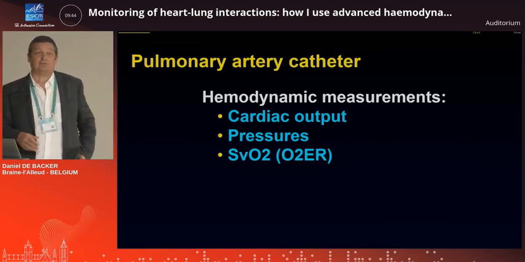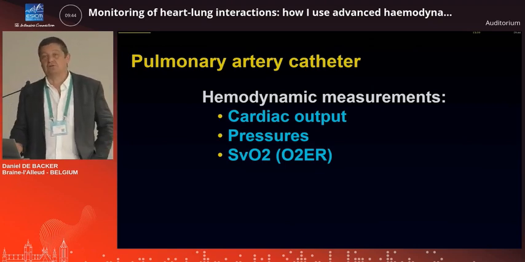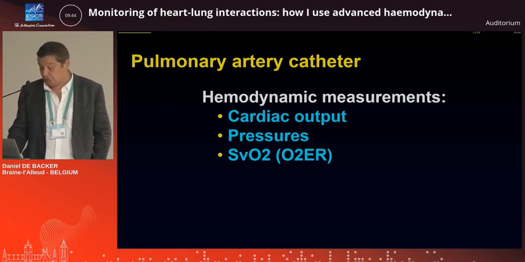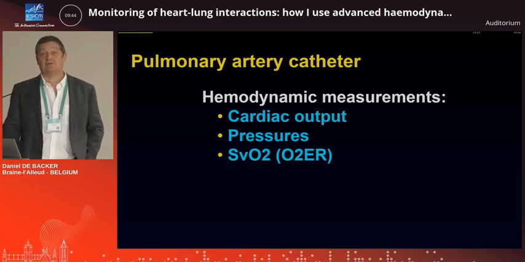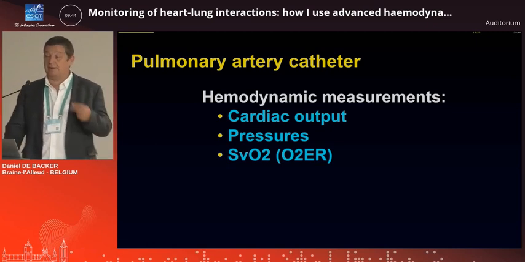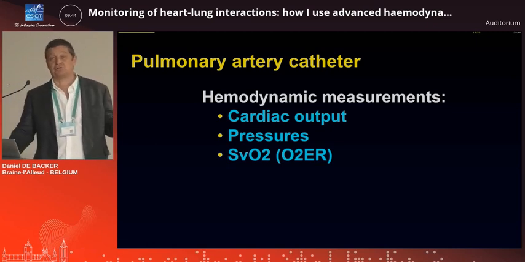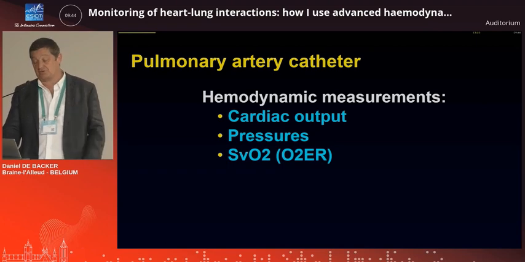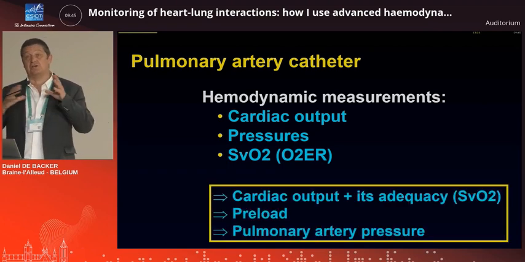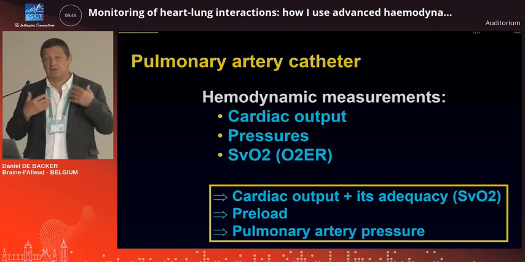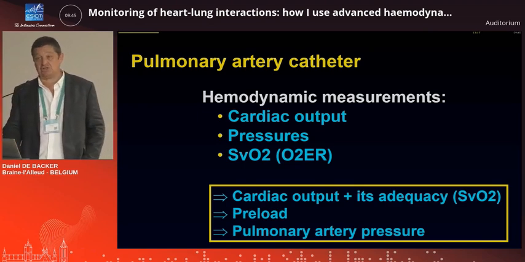So with a PA catheter, a very rapid reminder, because I'm afraid that some of you may not have used it, or maybe have forgotten a little bit what we can have with that: a cardiac output, the pressures, right and left, and pulmonary artery pressure, and of course the SvO2. And this helps us evaluate the cardiac output, its adequacy, preload, and pulmonary artery pressures.